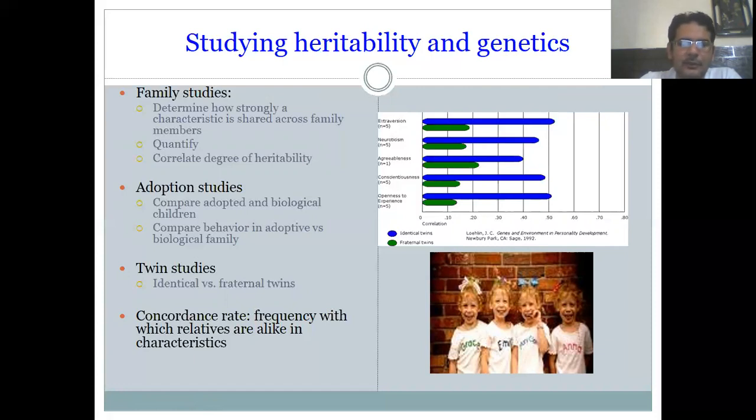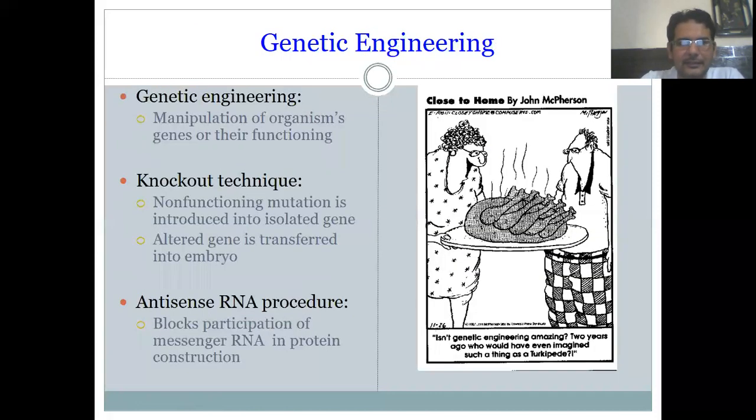In addition, we also study the concordance rate, that is the frequency with which relatives are alike in characteristics. So how much you are alike with your relatives. If your relatives are very generous, for example, are you the same very generous person or not? Just like the people say that Maiman or the sheikhs, they are very good planners for the business. So either you are a good planner of the business or not. So these are the things that we actually study through the heritability and the genetic studies.